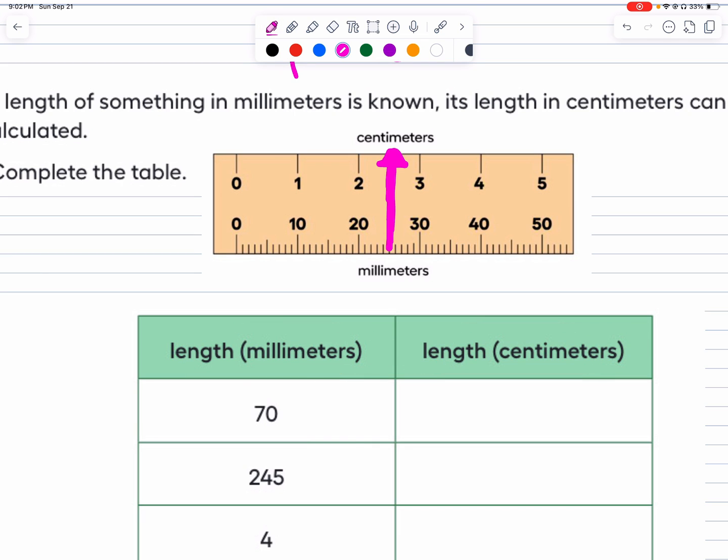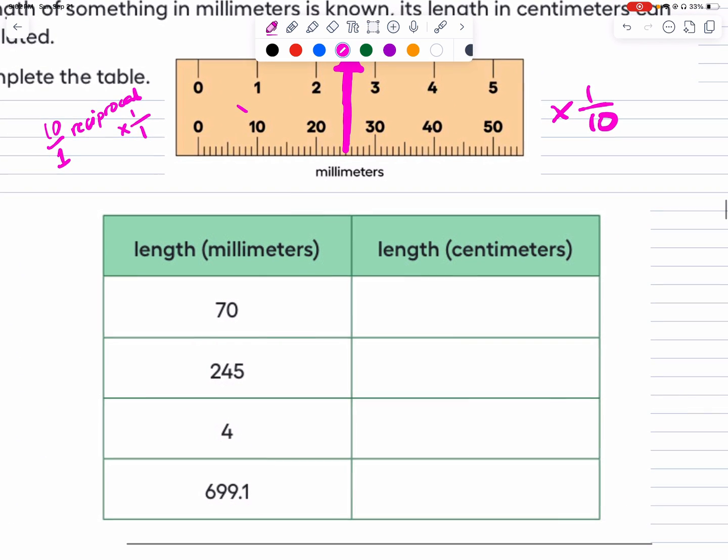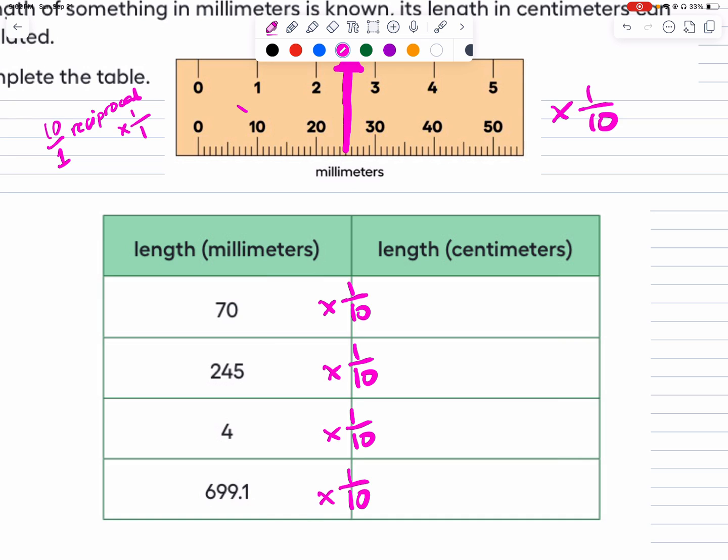Now, before it was times 10, but now you need to do the reciprocal. The reciprocal of times 10, 10 over 1. If we do the reciprocal, it's times 1 over 10. You flip it around, so it's times 1/10. I'll write on this side, it's a little small right there. Times 1/10, because you're going the opposite direction. So times 1/10, times 1/10, times 1/10, and times 1/10 for each and every one of these.